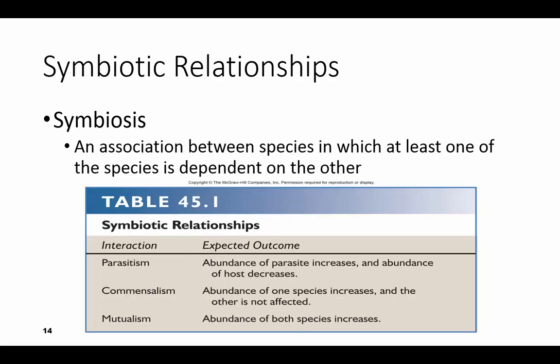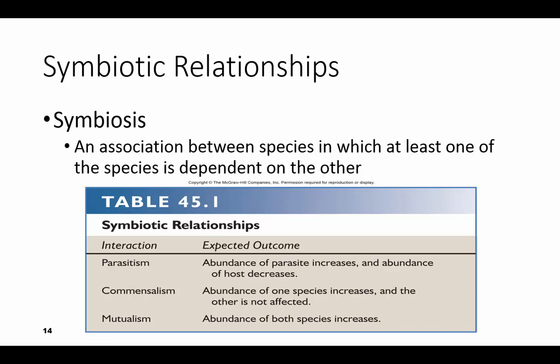Now, symbiosis, you need to have this definition. It's when two species live close together and interact with each other. You have different types of symbiosis. Parasitism, where one organism benefits and the other one is harmed. Commensalism, one organism benefits and the other one's not affected. And mutualism, where both organisms benefit.